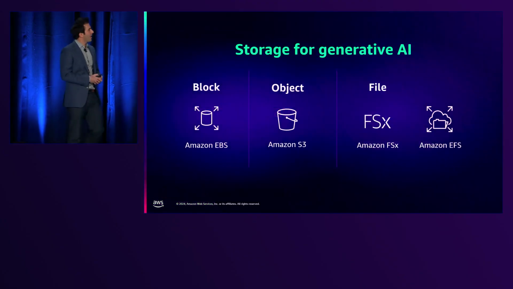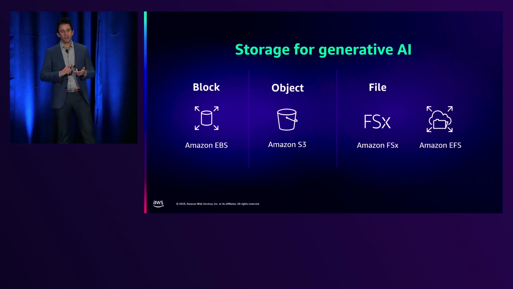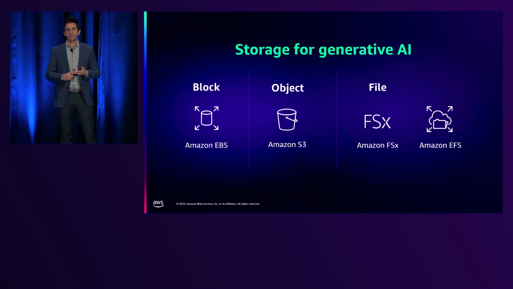Thanks, Bajeta. So now let's focus on the different storage options that we have for Gen AI applications. At a high level, there's a few different ways to interact with storage. You've got block, object, and file interfaces. And within Amazon's storage portfolio, we have a few different services to work with.